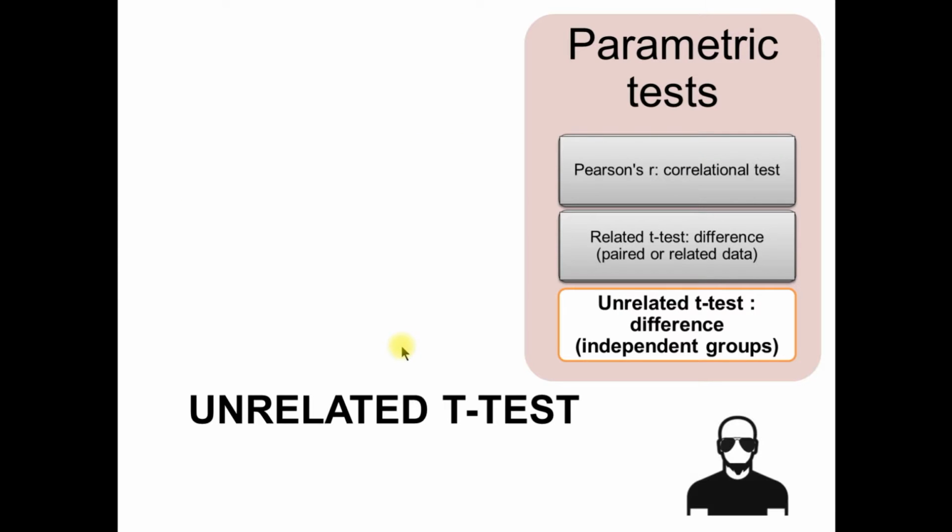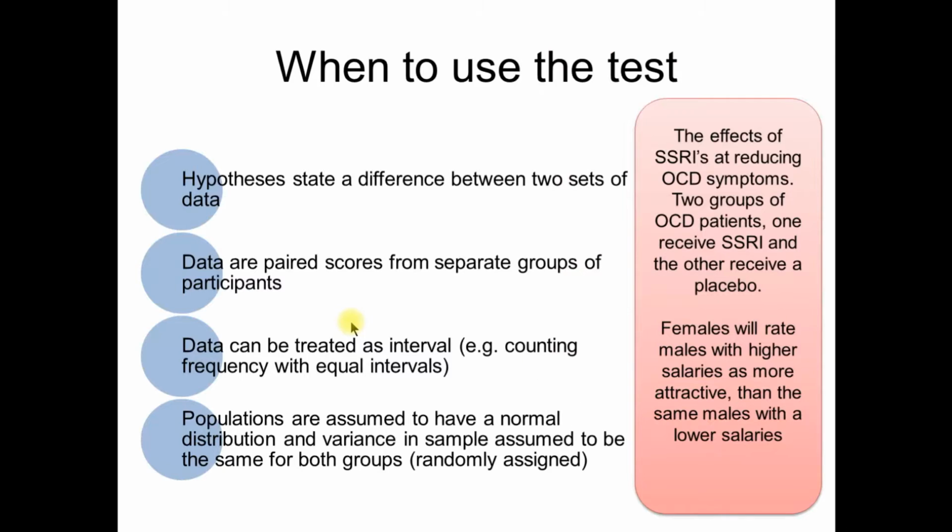Right, unrelated T test then. Let's get stuck into it. The unrelated T test makes the related T test look like the sign test. It's actually quite simple, but you have to follow along carefully and you have to practice these.